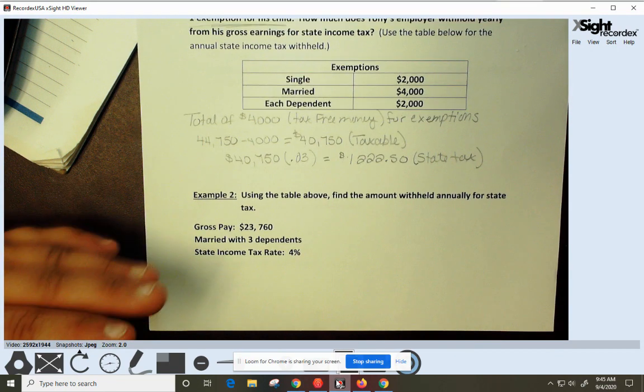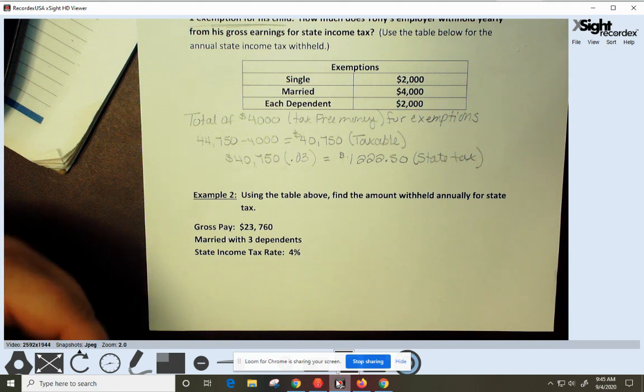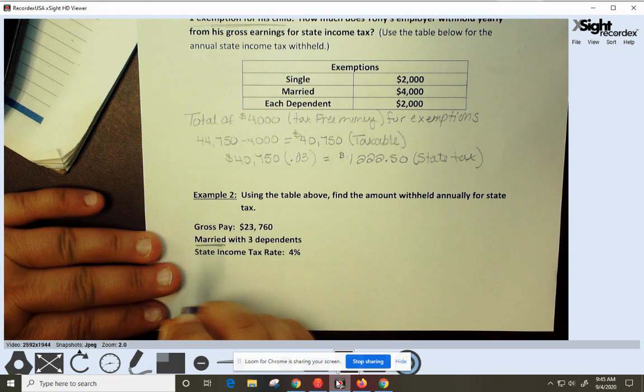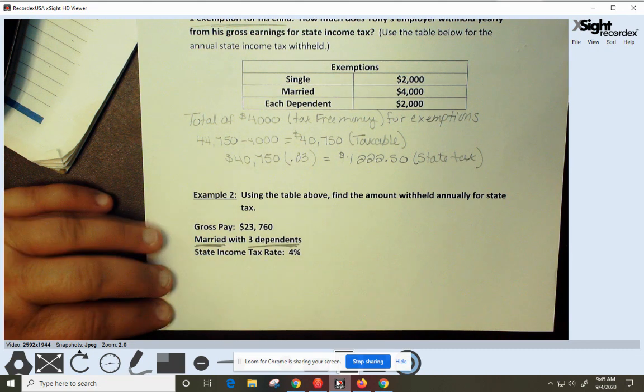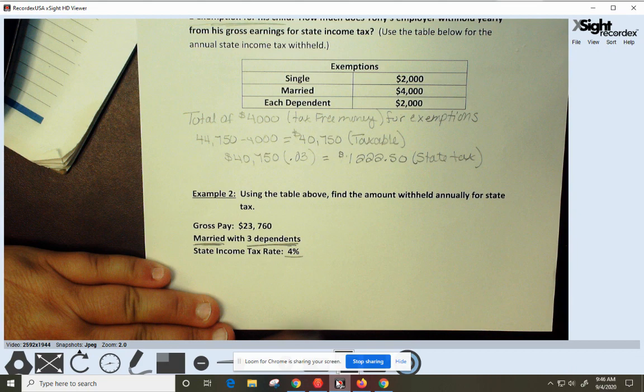Okay, in example 2, I'm going to do the same thing. His gross pay is $23,760. That's his yearly pay. He's got 3 dependents and he's married. So he's going to get an exemption for married and he's going to get $2,000 for every dependent that he's got. And his tax rate is 4%.